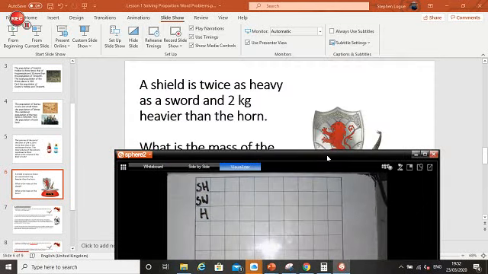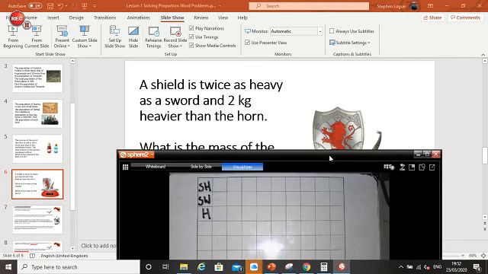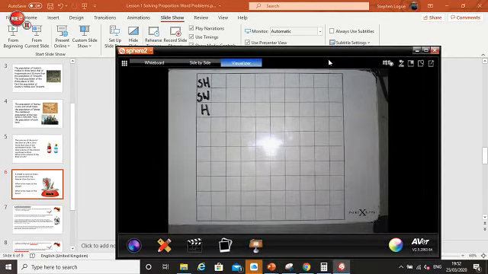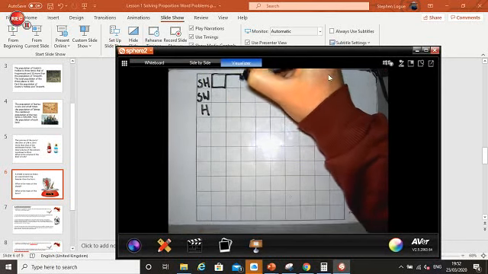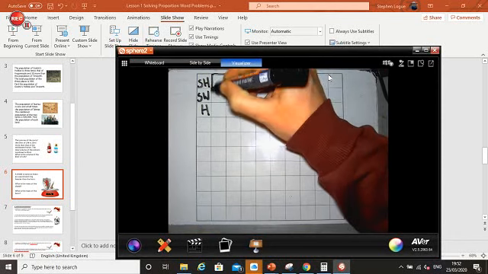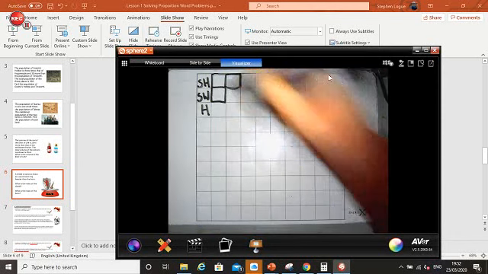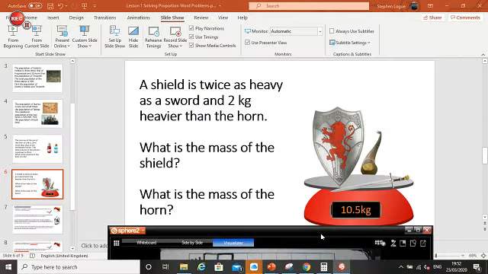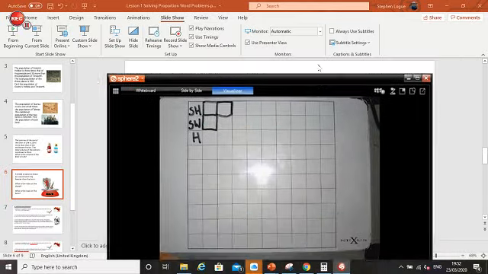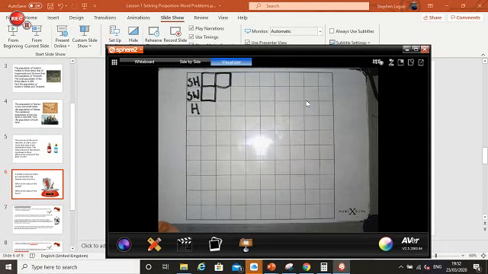Short division algorithm. 5 into 1 we can't do, move that along. 5 into 12 goes twice. 2 goes over here beyond the decimal point. 5 into 25 goes 5 times. That tells us that in each of these parts goes 2.5.